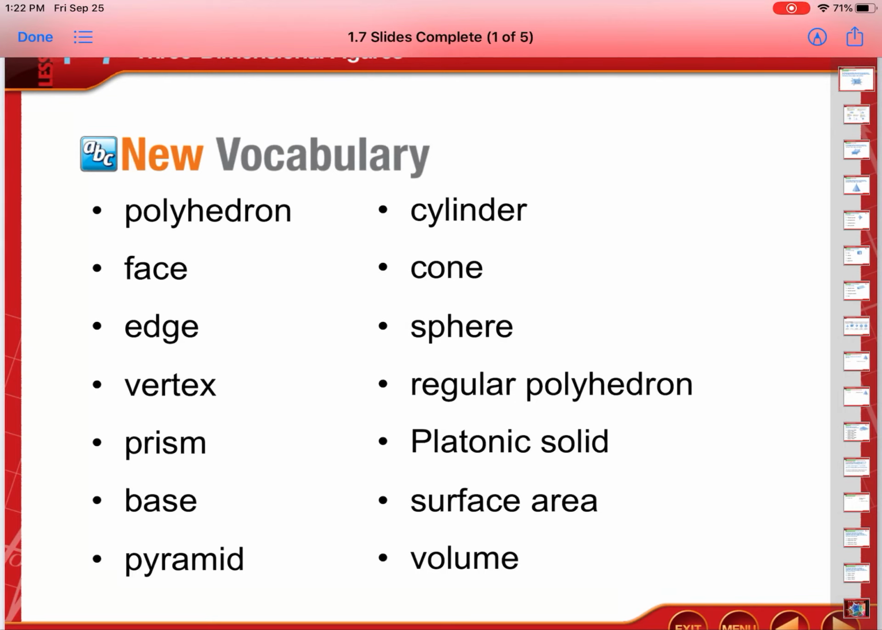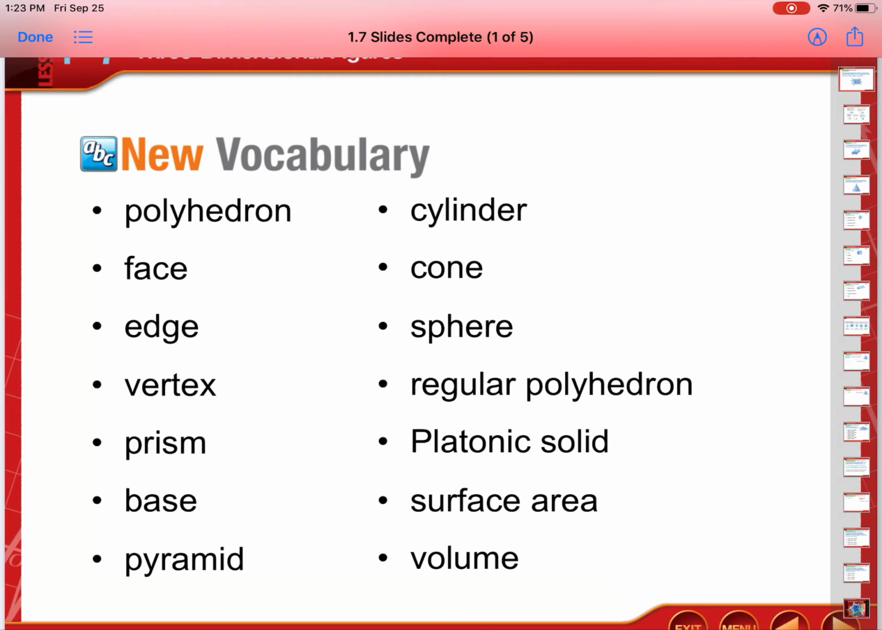All right, so today we are going to talk about three-dimensional figures. This is for 1.7. So we have quite a few vocabulary words on this one, but I think you'll already know quite a few of them. So we'll start. The first word is polyhedron.